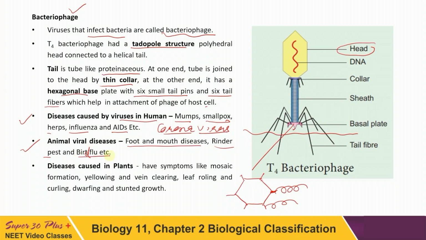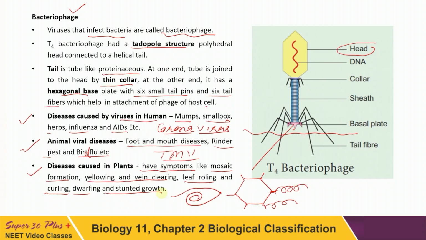In plants also viruses cause disease. One of the well-known ones, as I told you, is tobacco mosaic virus. Mosaic disease is caused in the tobacco plant. The symptoms in plants because of viral diseases are mosaic formation, yellowing, vein clearing, and leaf rolling. The leaf, instead of being straight, will get rolled. There will be curling, dwarfing, and stunted growth.